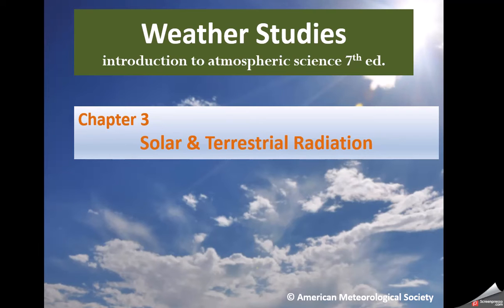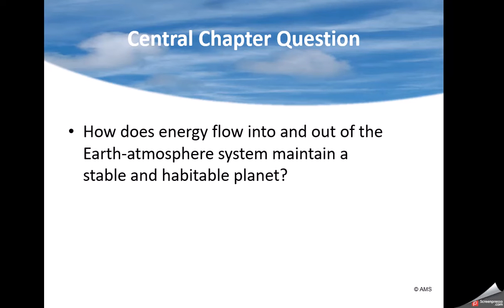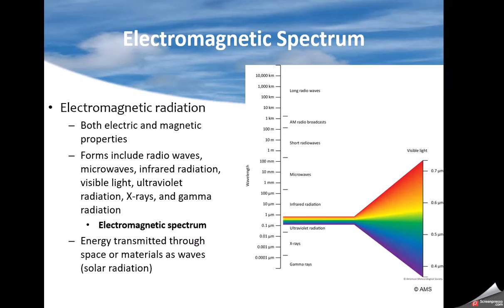Okay, we're going to start talking about solar and terrestrial radiation. So basically, we'll be talking about radiation. I am not sure how many of you are familiar with it. So we're going to look a little bit in depth at electromagnetic radiation, and this is a way for the energy to flow into and out of the Earth-atmosphere system, and it maintains us a very stable and habitable planet.